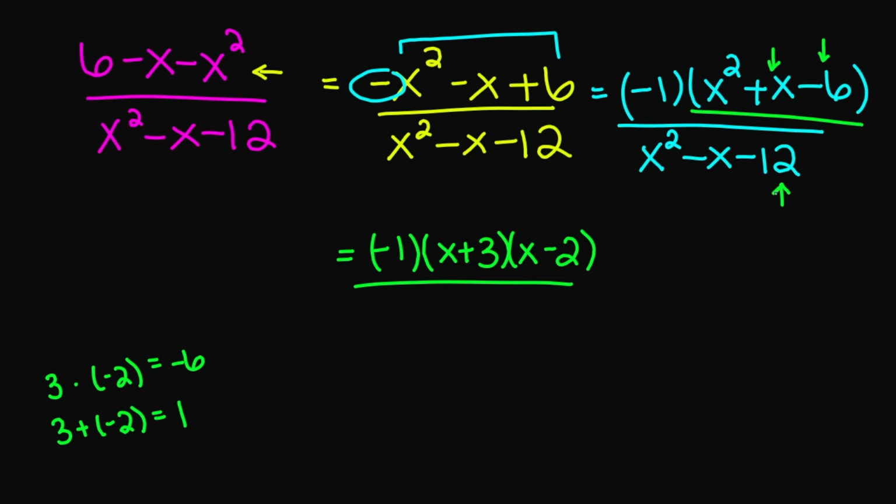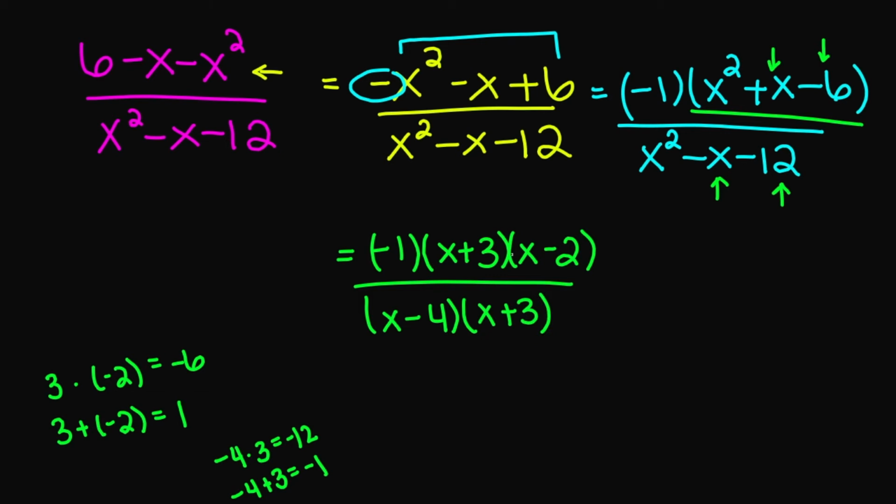Those same two numbers, when I add, have to give me a -1. So those are going to be -4 and 3. If I have -4 times 3, this is going to give me -12. And if I add -4 plus 3, this is going to give me -1. So my denominator is going to be x minus 4 times x plus 3.